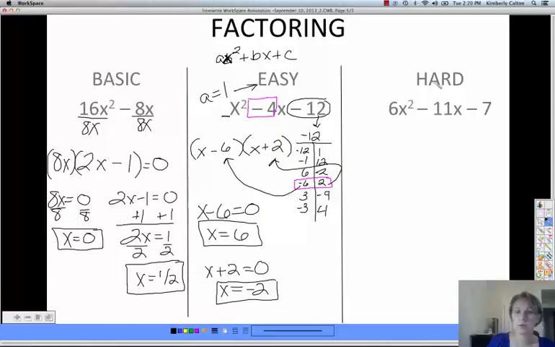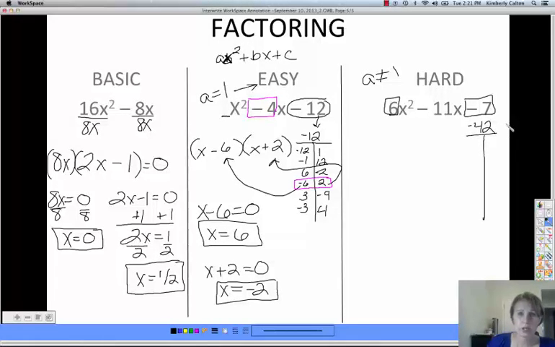Now hard. We've talked about easy where a equals 1. Hard are any problems where a does not equal 1. So in this case, our a equals 6. And so we want to take this number and the number on the end and put it in our factor tree this time. So now we have negative 42.